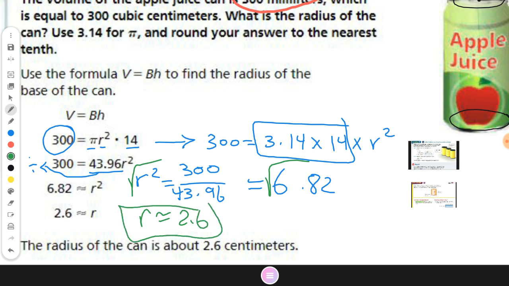How to find the radius? He didn't ask me for the volume, but he gave me the volume. So by using our formula, we can get the radius. Okay?